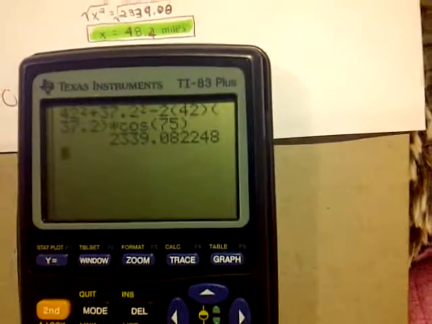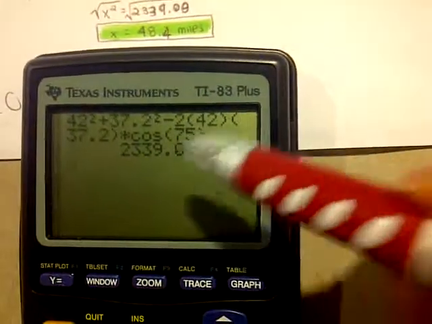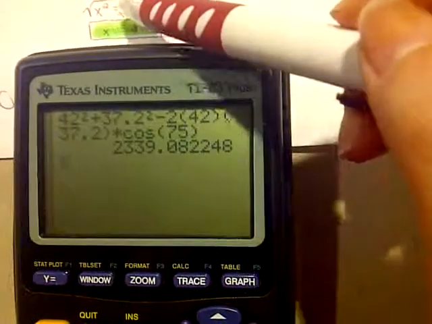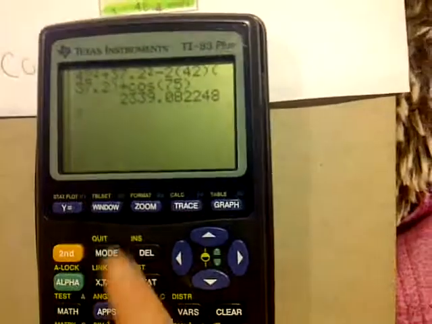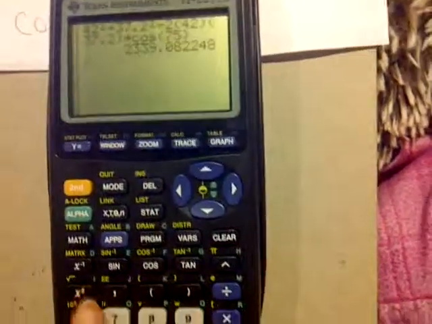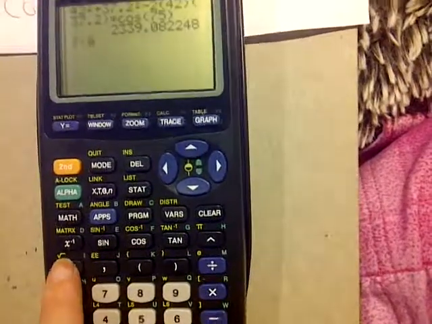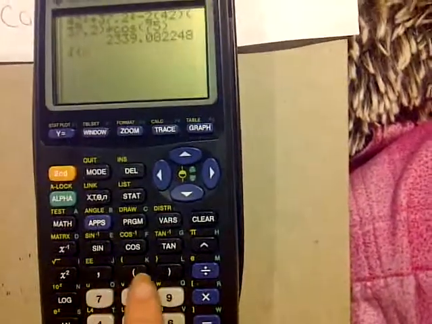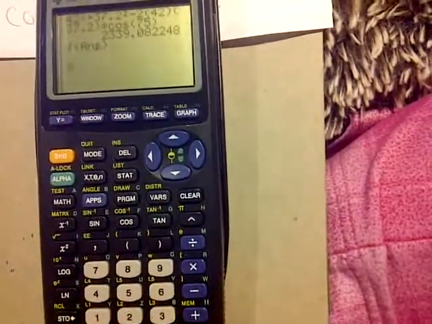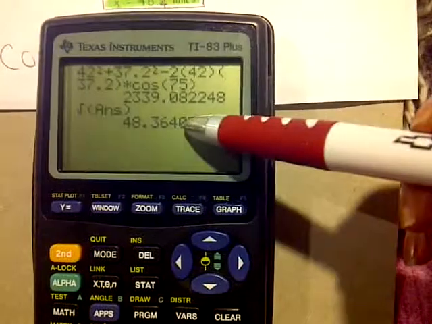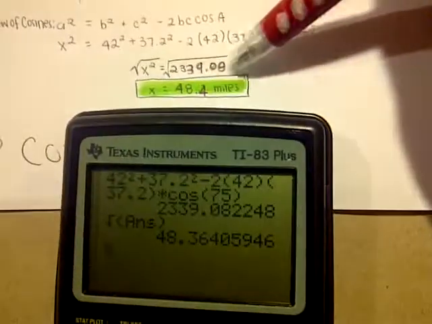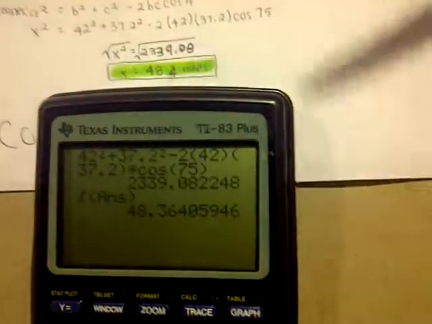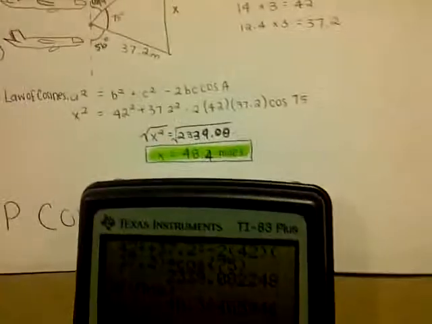So now you have to square root both sides to cancel out the squared. So you put second square root, and you put in the answer, and you should get 48.36, and if you round it to the tenths, it will be 48.4 miles. And that is your distance and your answer.